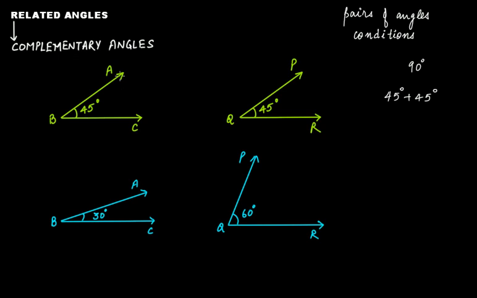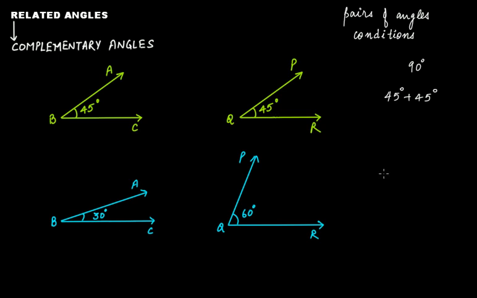And angle ABC is complement to angle PQR, and angle PQR is complement to angle ABC, that is, both these two angles are complement to each other. Okay, complementary angles and complement to each other. Same thing is here. Angle ABC and angle PQR, this pair of angles is actually complementary angles.